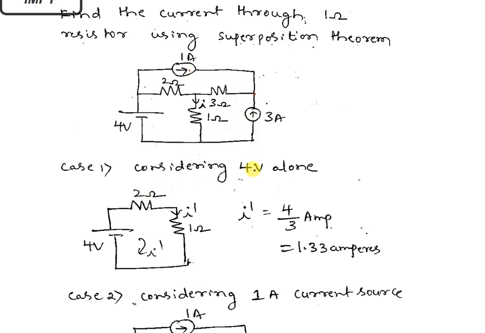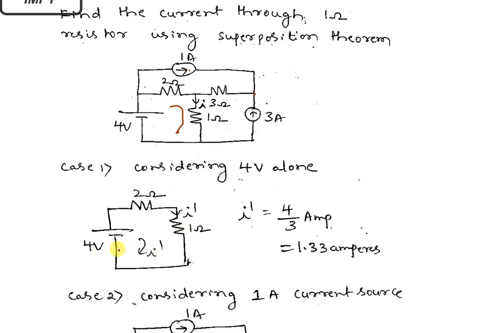So for the first case, with the 4 volt source acting alone, we are left with only this simple circuit, and this is also open, this is also open. The 3 ohm is ignored because the other end of the 3 ohm is not connected to the circuit, it is not forming any closed path, so it is just hanging. So we are left with only this part. Here it is a simple circuit, a voltage source in series with resistances. So we can find the current.